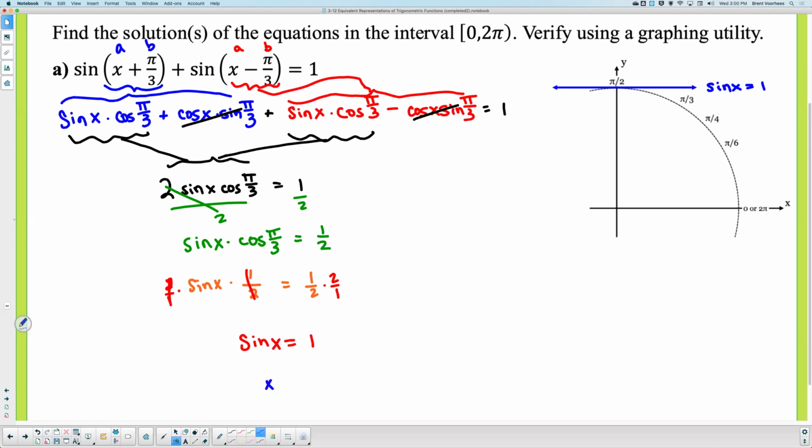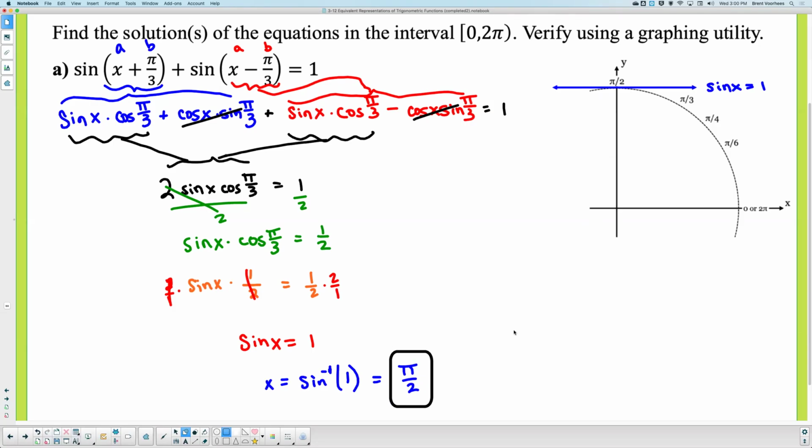If you want to write this out, you would take the inverse of sine, so it would be the sine inverse of 1, the arcsine. That would be pi over 2, and that would be my solution. You would only have one solution because it being positive 1. If it had been negative 1, it would have been 3 pi over 2.